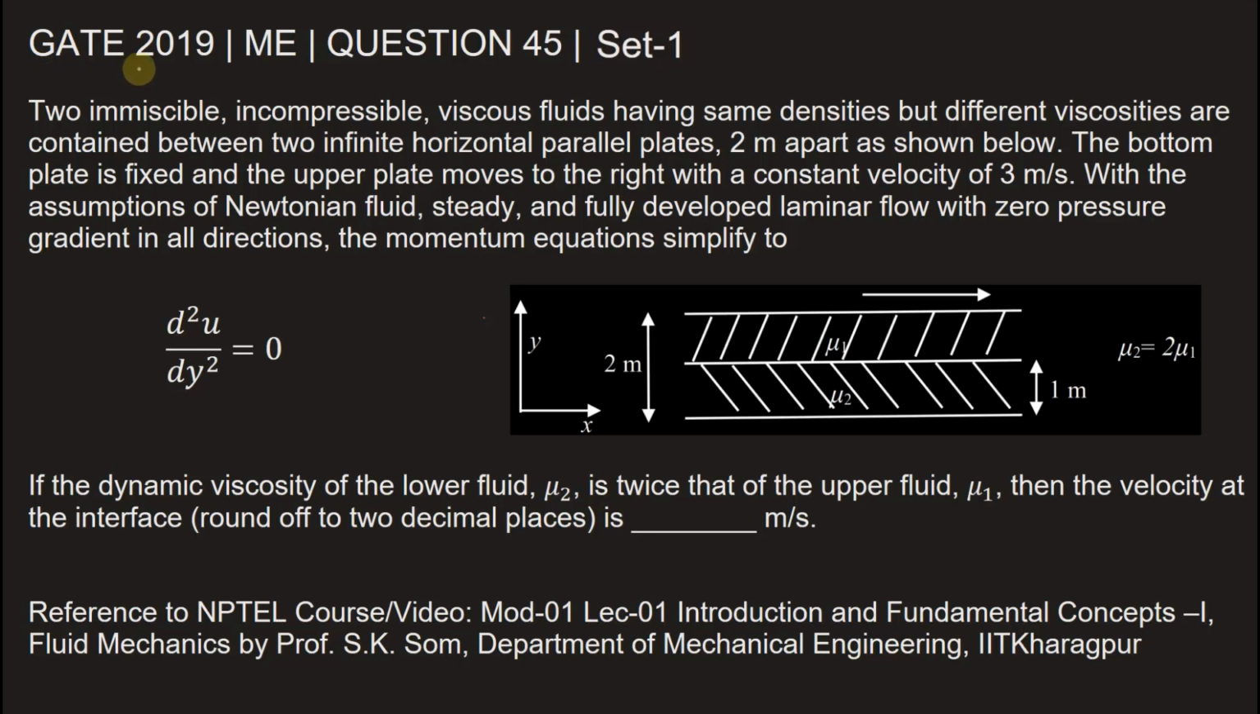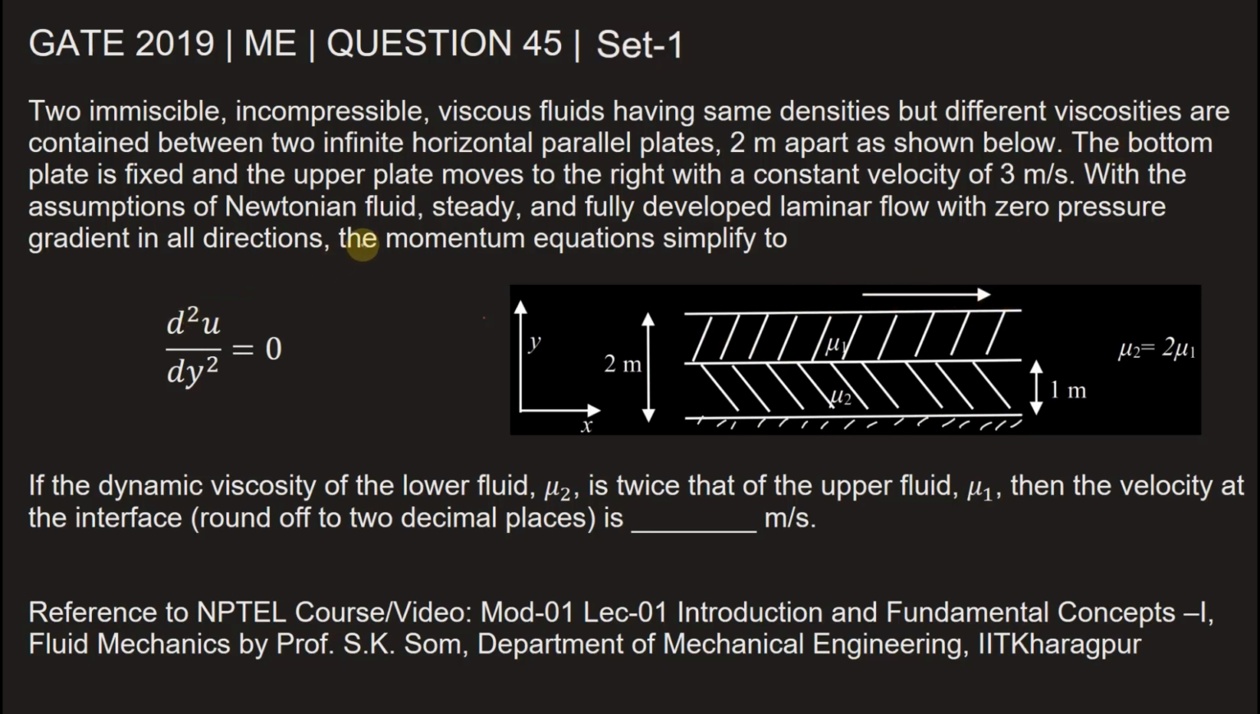Aspirants, this question is from GATE 2019, Mechanical Engineering paper, Set 1, question number 45. Two immiscible and incompressible viscous fluids having same densities but different viscosities are contained between two infinite horizontal parallel plates, 2 meter apart as shown below. The bottom plate is fixed and the upper plate moves to the right with a constant velocity of 3 meter per second. So this bottom plate is a fixed one while the upper plate is moving with a velocity of 3 meter per second to the right side.